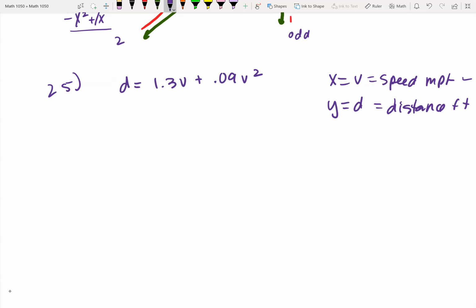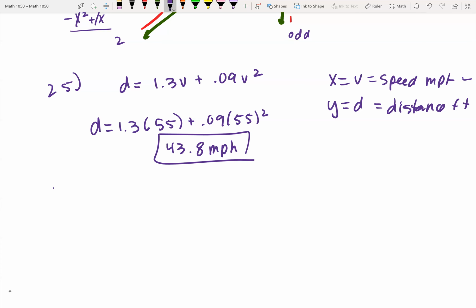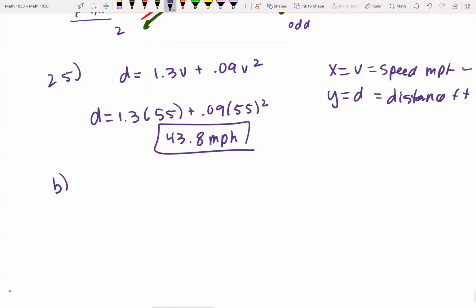So they say, how many feet will it take a car traveling 55 miles per hour? Well, miles per hour is an x value. So I know I'm going to put that 55 in for x, which is v. So it's d equals 1.3 times 55 plus 0.09 times 55 squared. Put that in your calculator, and you get 43.8.